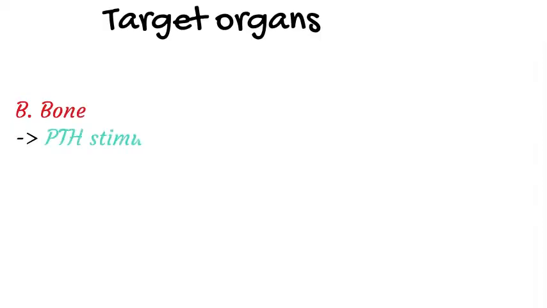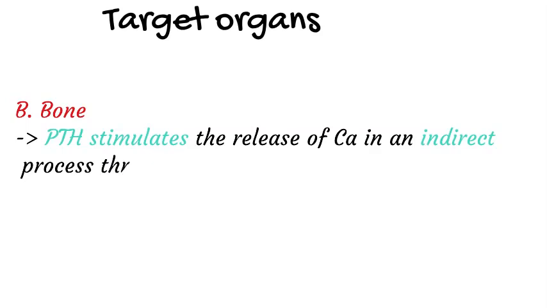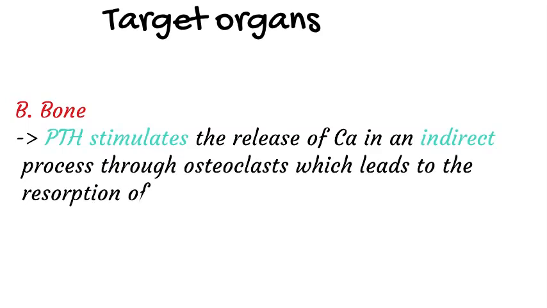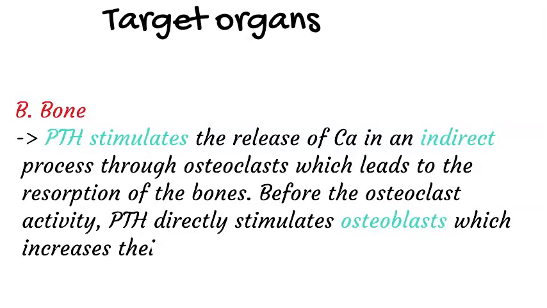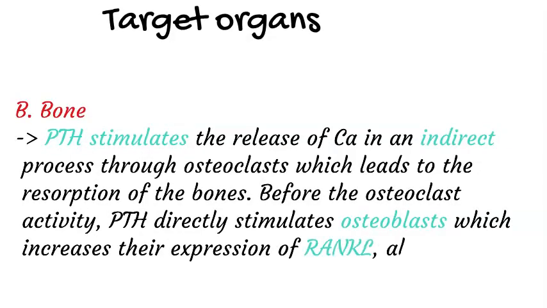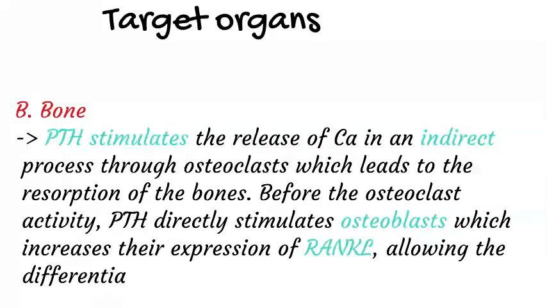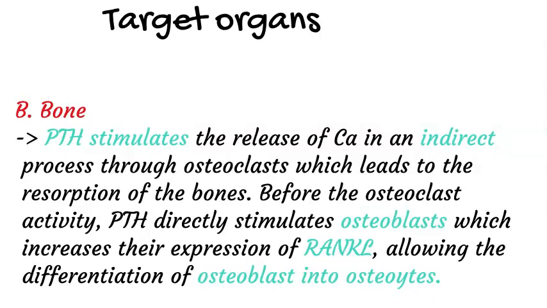The next target organ is B, bone. Parathyroid hormone stimulates the release of calcium in an indirect process through osteoclasts, which leads to the resorption of the bones. Before the osteoclast activity, parathyroid hormone directly stimulates the osteoblasts, which increase their expression of RANKL, allowing the differentiation of osteoblasts into osteocytes.